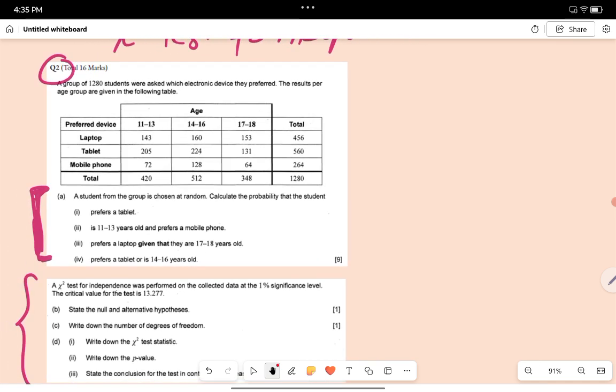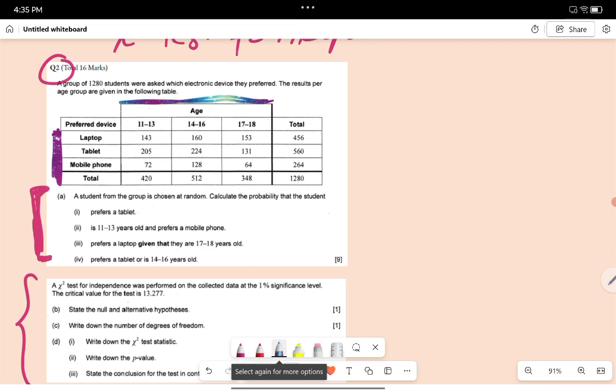Okay, so what do we see? The rows are the preferred devices, and the columns are the age ranges. So basically, we're looking at students. How many? 1,280. So we have the total up here, you see. And we've got a few options. So the students can either prefer laptops, tablets, mobile phones. And the ages are 11 to 13, 14 to 16, 17 to 18.